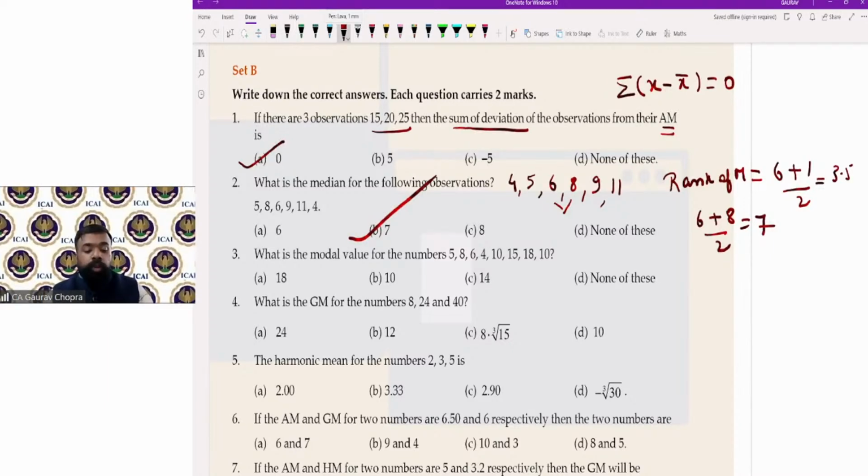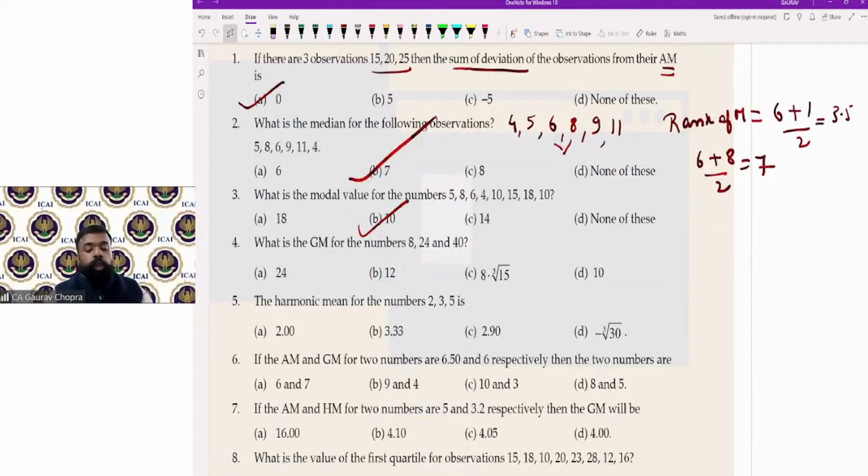Now question number 3 you have to answer. What is the modal value? Modal value means mode. Which of these is the mode? This you have to answer. So which number is getting repeated the highest number of times? 5 is not repeated, 8 is not, 6 no, 4 no, 10 is getting repeated 2 times. And there is no other repetition. Therefore, mode is equal to 10.